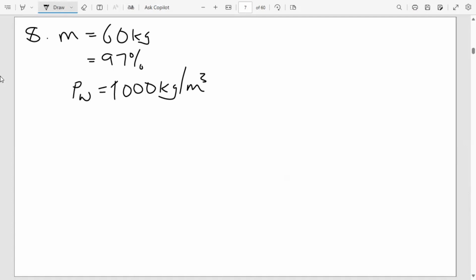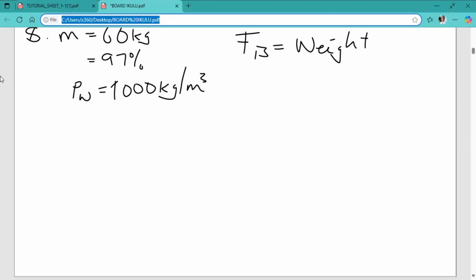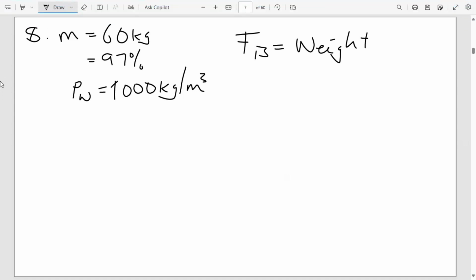Okay, so what is the approach that we are going to use to solve this question? We're going to use floating at equilibrium. So when something is floating at equilibrium, what does that mean? That means the buoyant force, FB, is equal to the weight, like this. And we know buoyant force is equal to what? Buoyant force is equal to the weight of the displaced water.